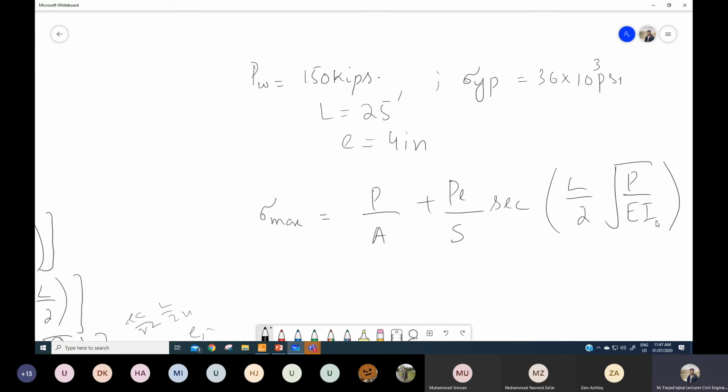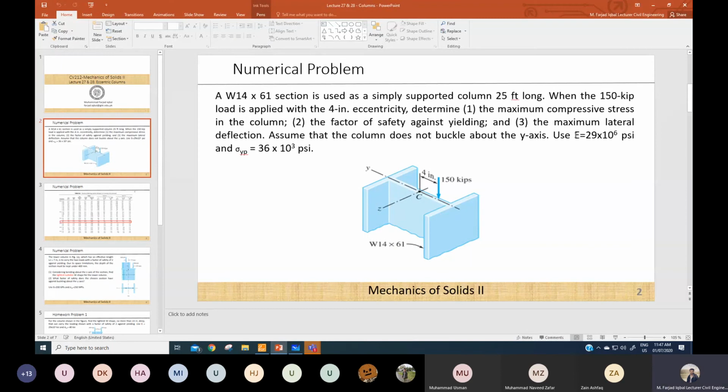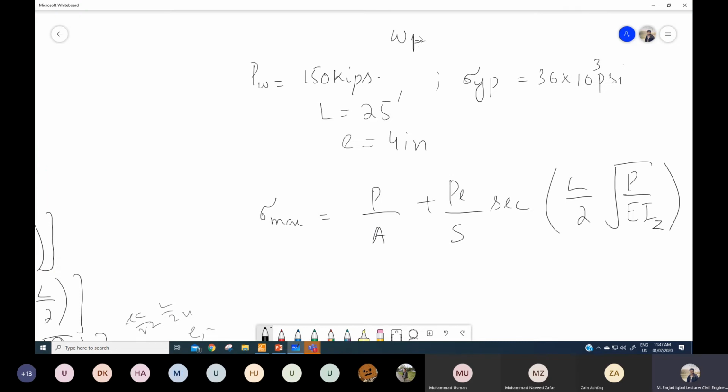Okay, the bending is taking place about the z-axis, so we will substitute the I factor for the z-axis. From this figure, we can see that the section is W14 by 61. Now we need to look into our section tables to figure out what is the S factor for this column, and what is the area, but the area we don't need in this one. We only need this I factor. Obviously we also need the area. So we need to find these factors from our column table.